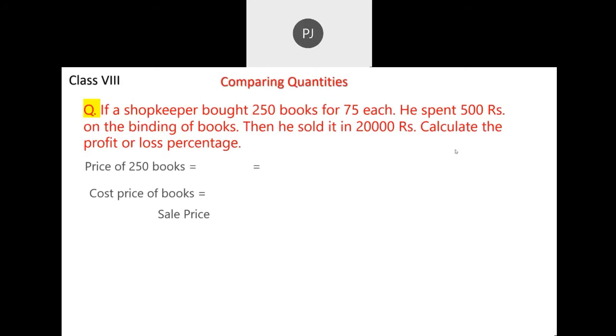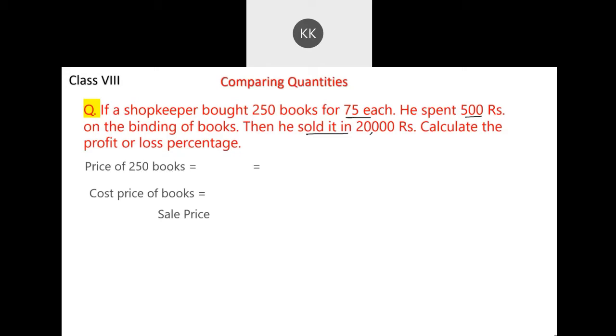Sir, we can ask. Now one more question to solve. Look at the question carefully. If a shopkeeper bought 250 books for 75 rupees each, and he spends 500 rupees on binding the books, then he sold them for 20,000 rupees. Calculate the profit or loss percent.